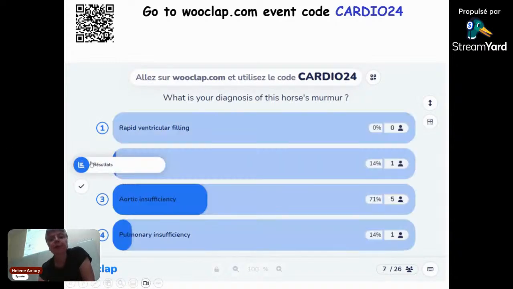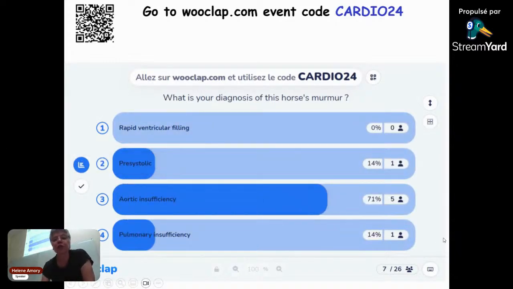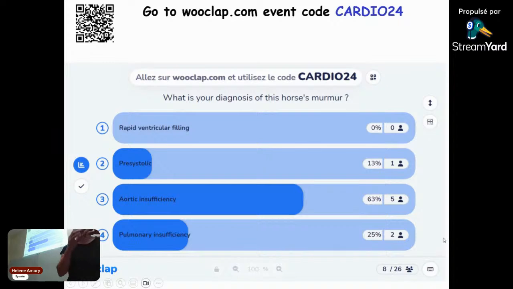Well, let's see what we voted. Aortic insufficiency, well, for most of you. Presystolic and rapid ventricular filling, remember that those were physiological. The physiological murmur always has a low grade. Here it was a 5 out of 6. This is already impossible.